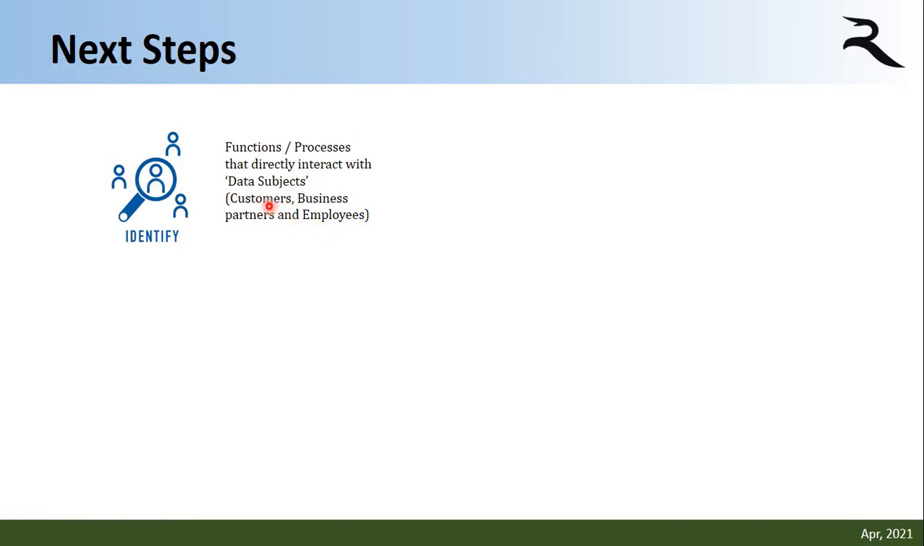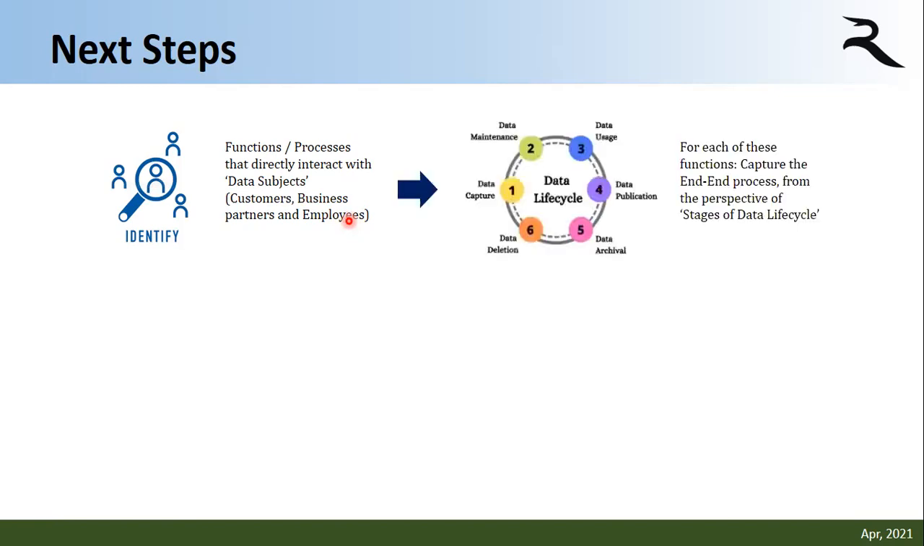Customers could be your sales and marketing team. When you say vendors, your procurement and supplier management team. Employees are typically HR and recruitment team. So these, and I'm sure there'll be many other functions. These are the functions who directly interact with any of these data subjects. So first you identify who they are in your organization.